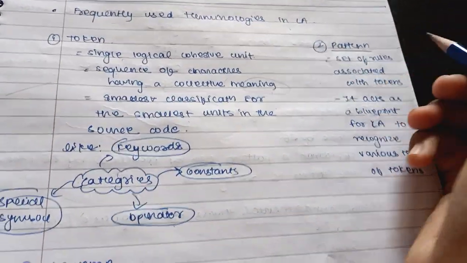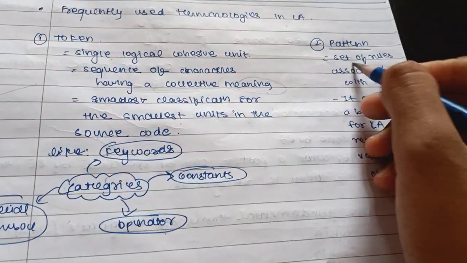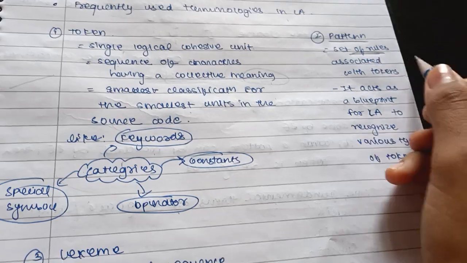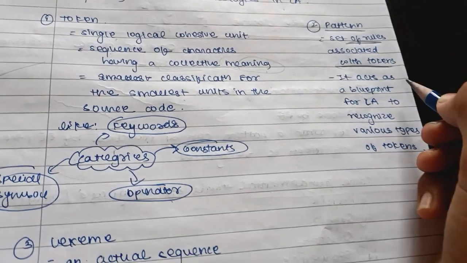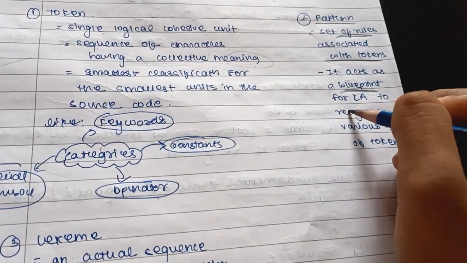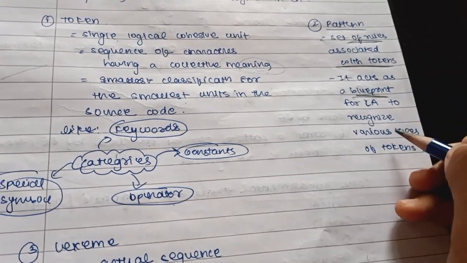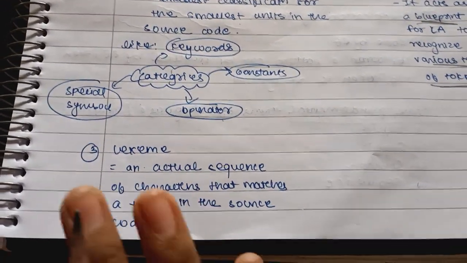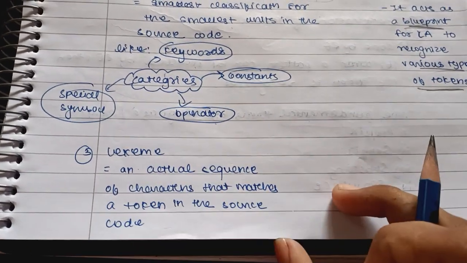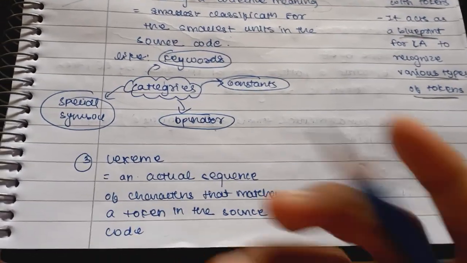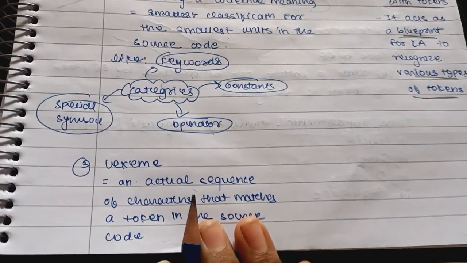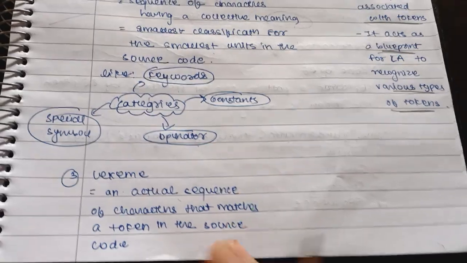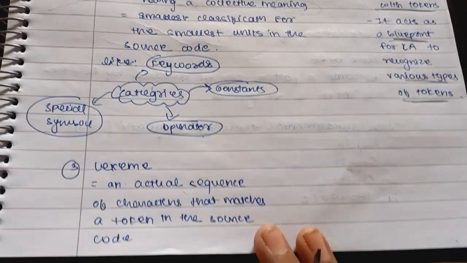Then another one is patterns. A pattern is a set of rules; we define the pattern of something. So it is nothing but a set of rules which is associated with the tokens, and it acts as a blueprint for the lexical analyzer to recognize the various types of tokens. Then we have lexemes. A lexeme is nothing but an actual sequence of characters which matches a token in the source code. It is used mainly for syntax checking, or checking the structure of the token.